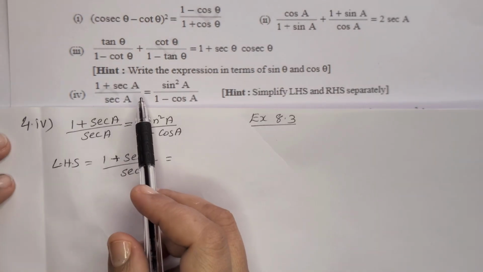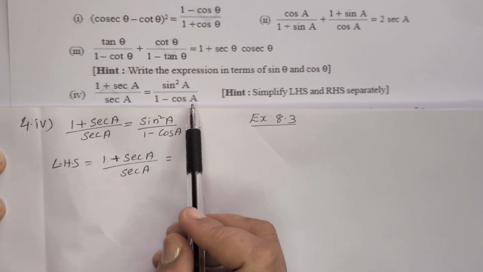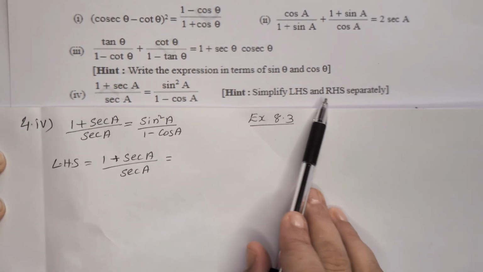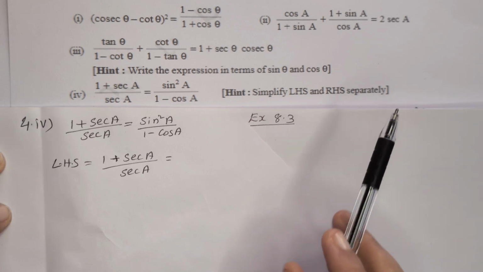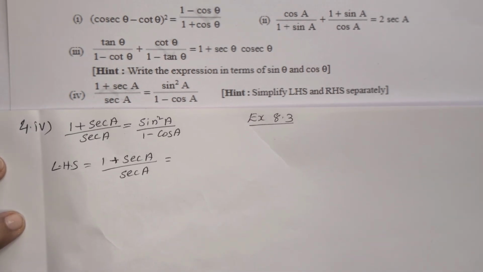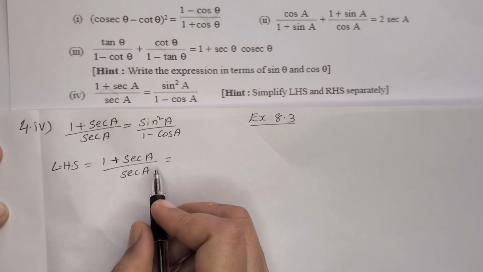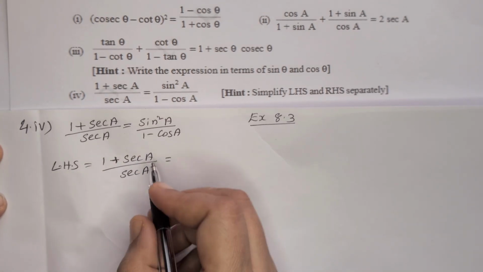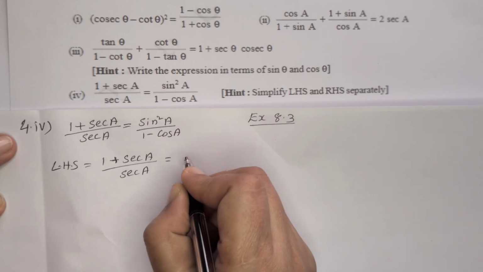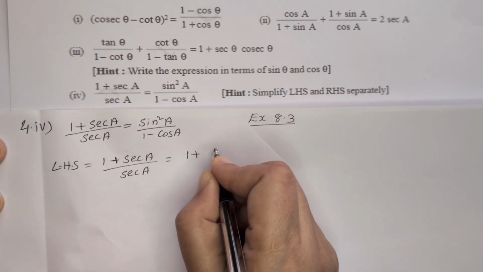Fourth one, 1 plus sec A by sec A is equal to sin square A by 1 minus cos A. Here we simplify LHS and RHS separately. So we can start with LHS. LHS is equal to 1 plus sec A by sec A. This we can write in terms of cos, since sec means 1 by cos. So in place of sec A, we write 1 by cos A.